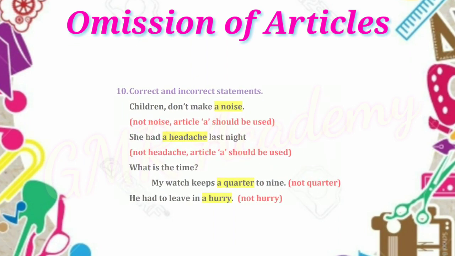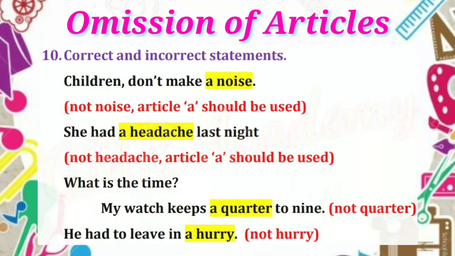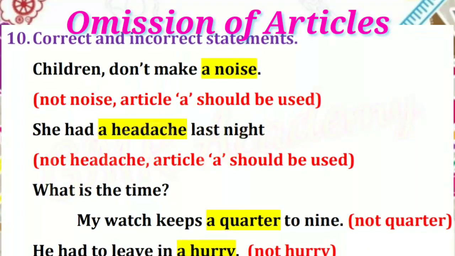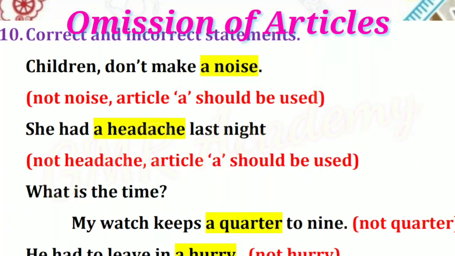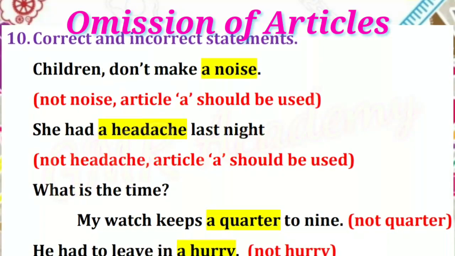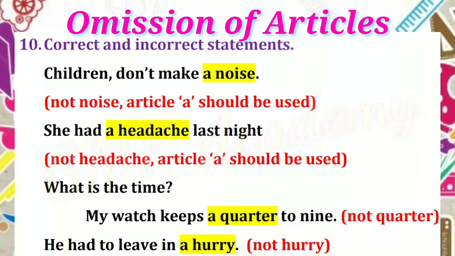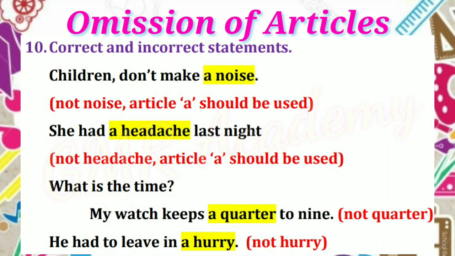Point number 10. Correct and incorrect statements. Children, don't make a noise. Not "noise", the article a should be used. She had a headache last night. Not "headache", the article a should be used. What is the time? My watch keeps a quarter to nine. Not "quarter", we should use the article a. He had to leave in a hurry, not "hurry", in a hurry.